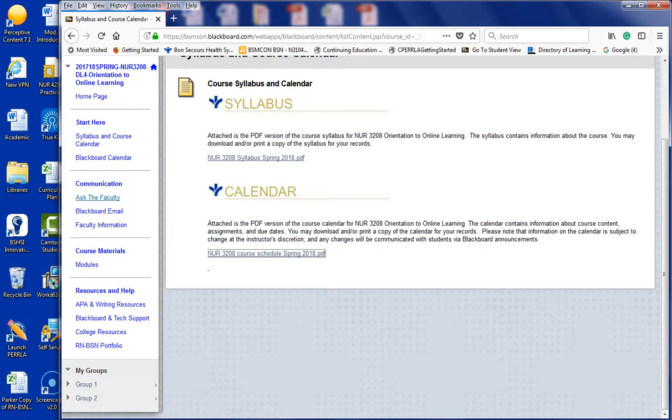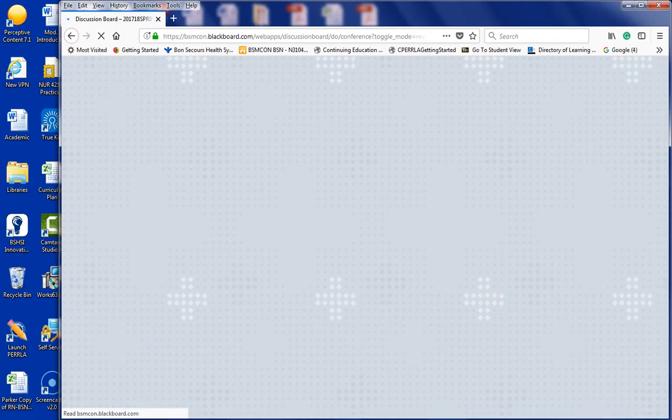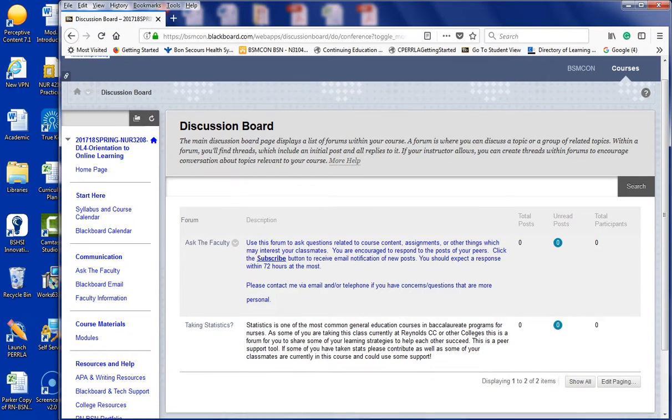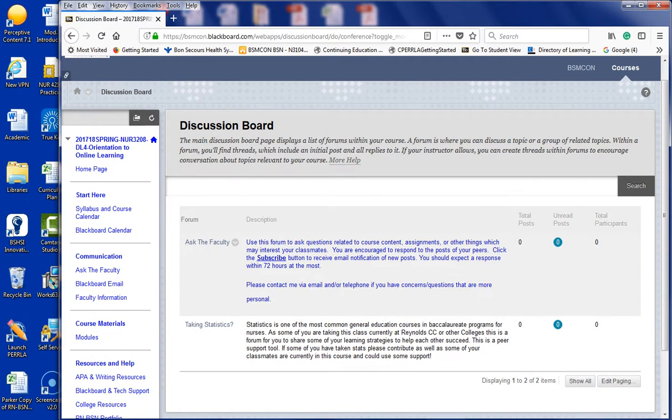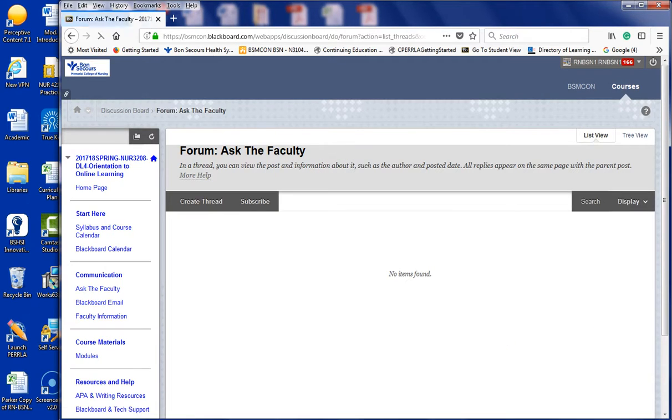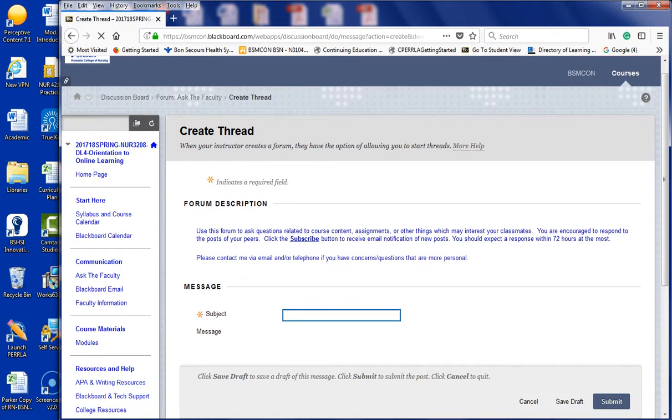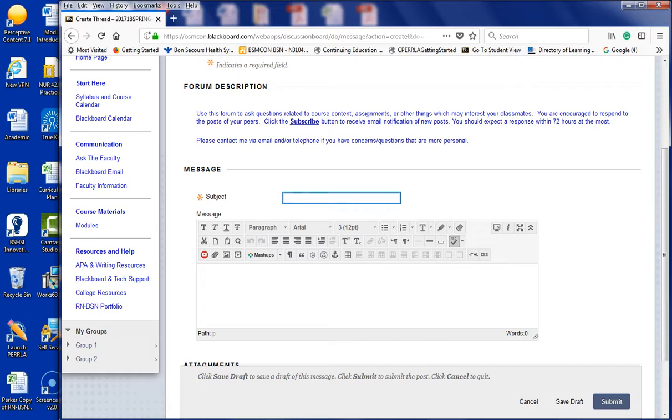If we want to go in here, Ask the Faculty is kind of like a discussion board format. This is your chance to raise your hand in class and ask a question. If you think it's something that anybody might have the same kind of concern about, usually about an assignment, please post in here. You just click on create a thread, enter your subject, and where it says message, you type in the box.